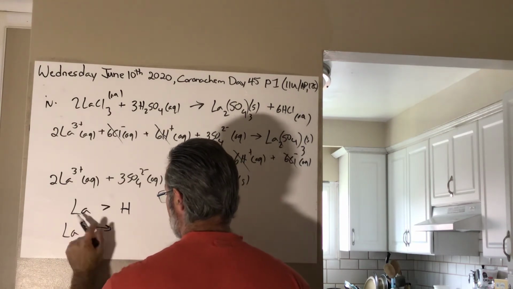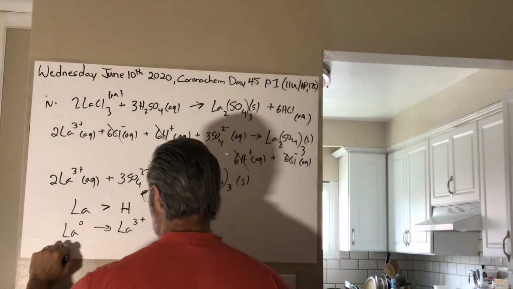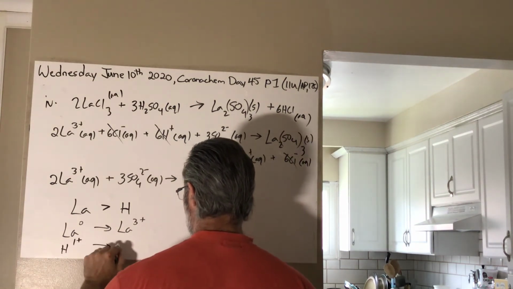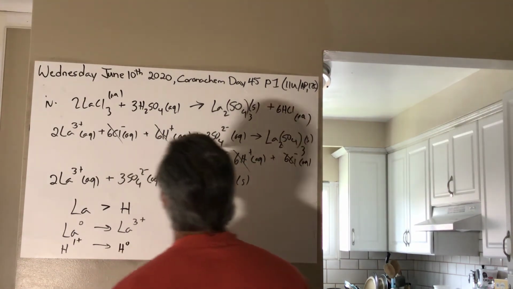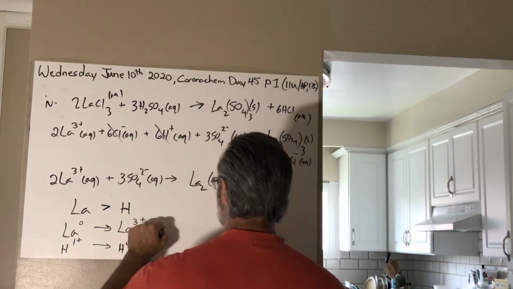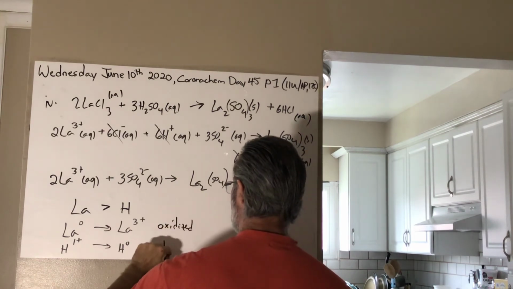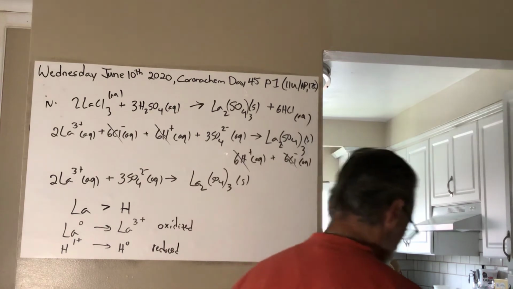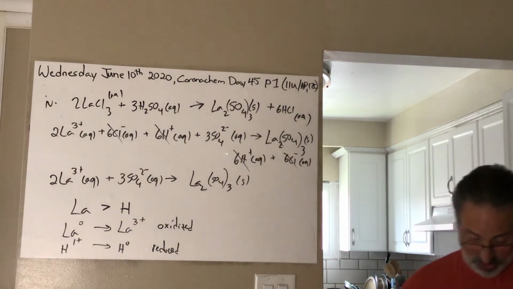Lanthanum goes from the elemental state of 0 to +3, and the hydrogen goes from plus 1 to 0. So this is oxidized and this is being reduced, which means the lanthanum is higher than hydrogen on the activity series. Okay, that concludes question 97.